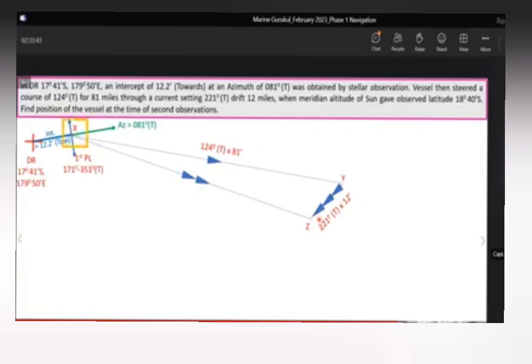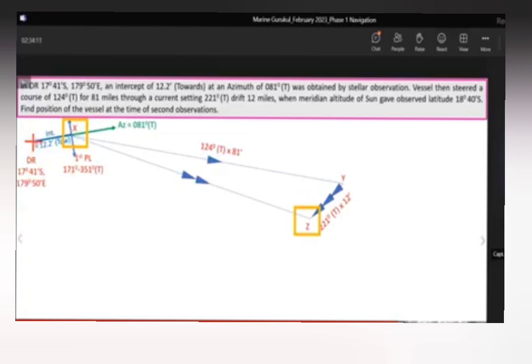So point X, through which the first PL is drawn, is now transferred to point Z. That means we can mathematically calculate point Z, provided we know the coordinates of point X. But we do not have the coordinates of point X. On the contrary, we have the coordinates of this DR. But we know the direction of X and the distance.